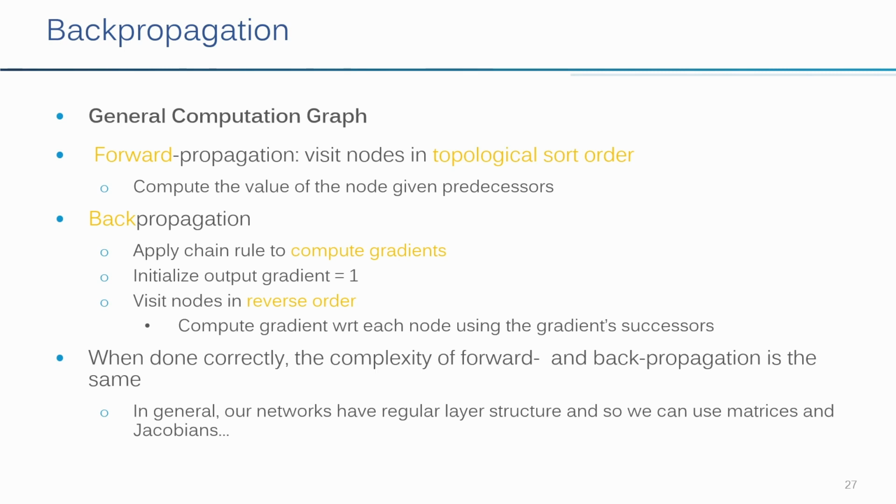We initialize our output gradient to 1, and from that we revisit all the nodes in the reverse order. And of course we compute all the gradients with respect to each node using its successor. So we are using the values that we just recently calculated. They are the new inputs, and we just do this back and forth. If you're doing this correctly, and if you're doing this by hand, again, don't do it. The complexity of doing this is the same, because you're pretty much just doing the forward pass.